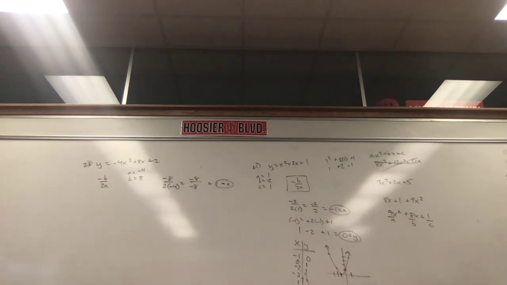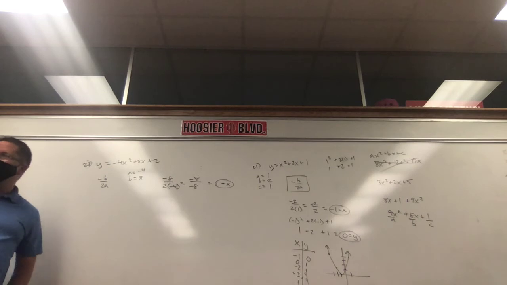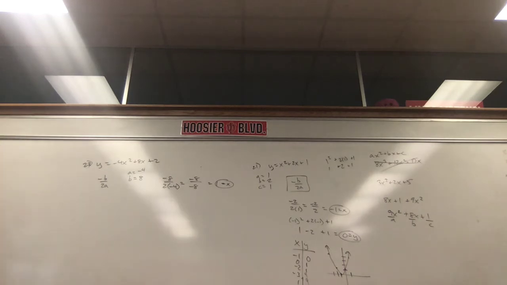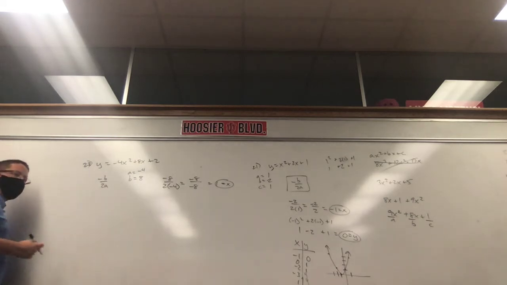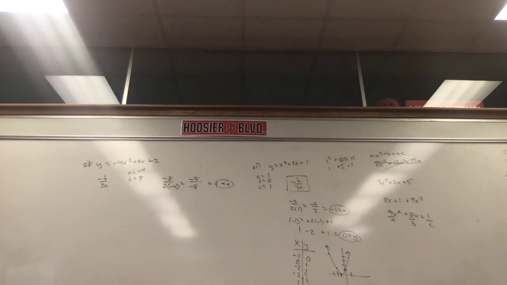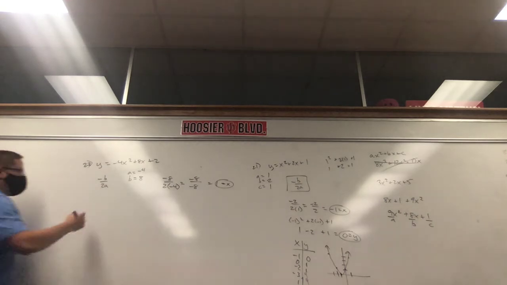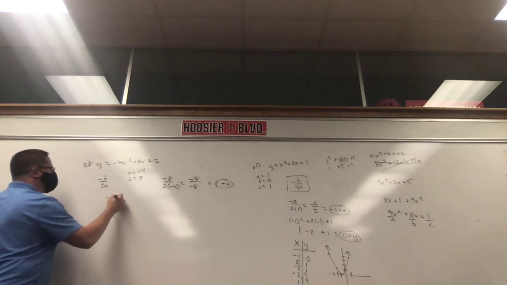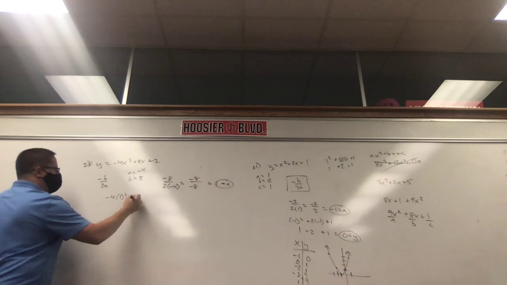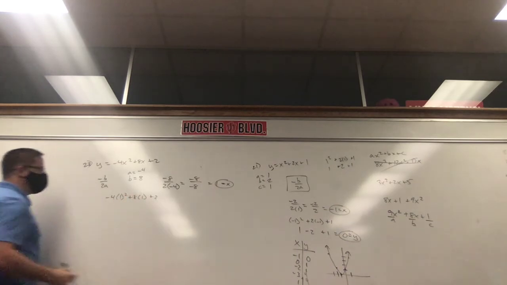Now, we don't have the entire vertex yet. Why? I kind of just told you. Why don't we know the axis of symmetry, or the vertex yet? You don't have y. Okay, so how do we find y? You plug in the x. Substitute in what? 1. For all the x's. And when you substitute it in, put it in parentheses. So negative 4 times 1 squared plus 8 times 1 plus 2.